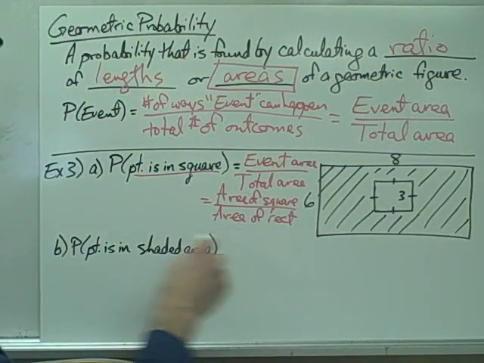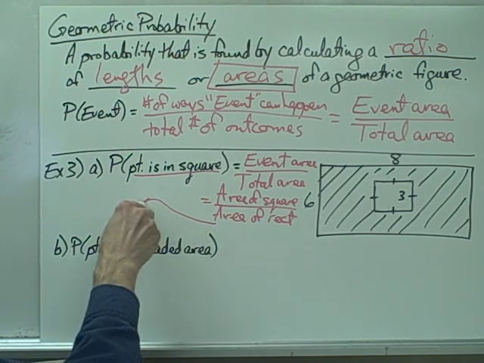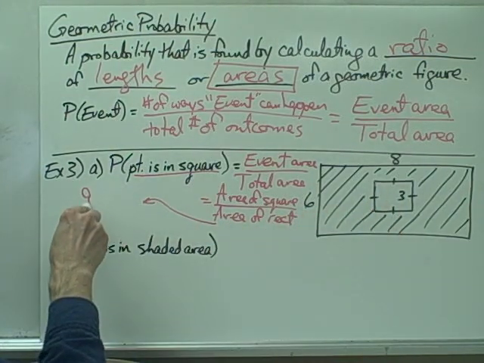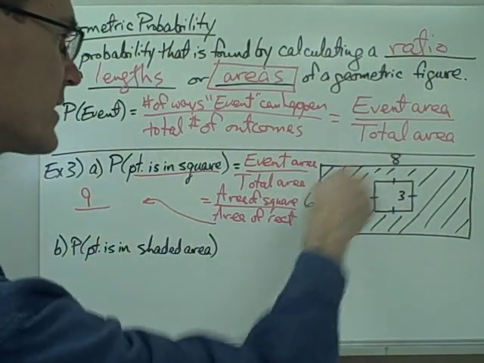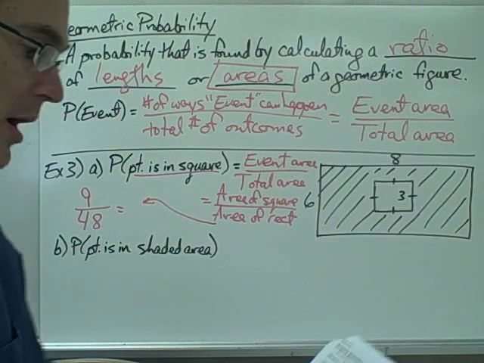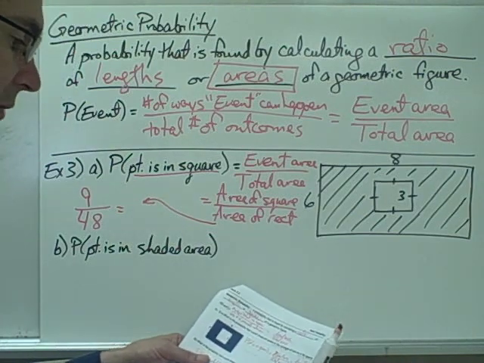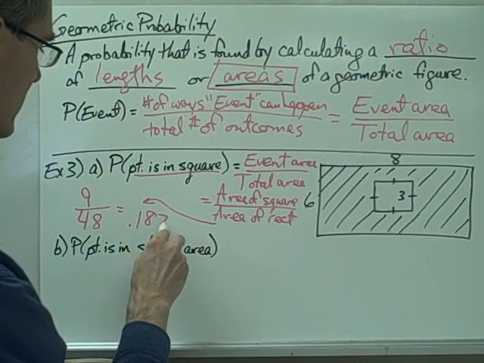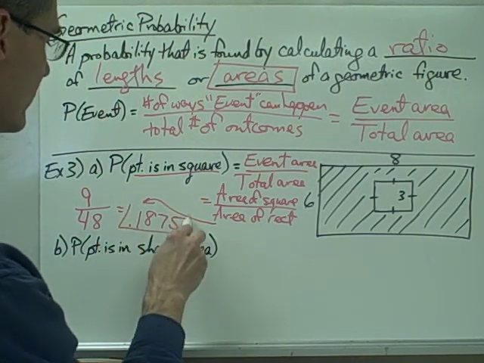Well, let's see, the area of the square, let me move over here. The area of the square is going to be 3 times 3, which is 9. The area of the rectangle is going to be 6 times 8, which is 48. And there's my probability. 9 divided by 48, if I write that in decimal, I've got 0.1875.